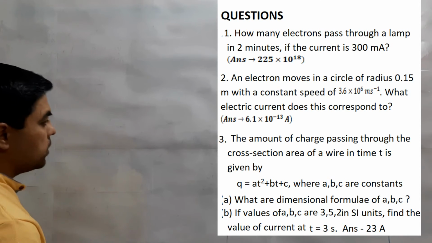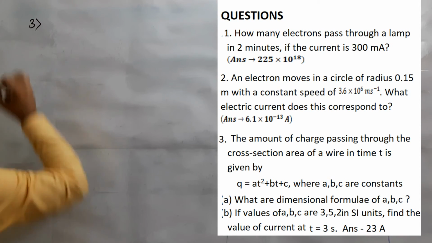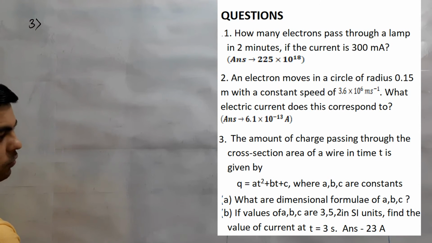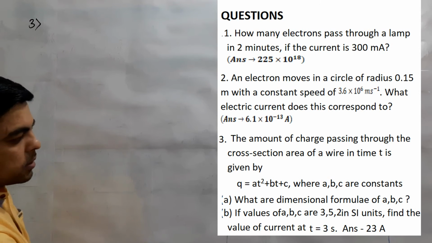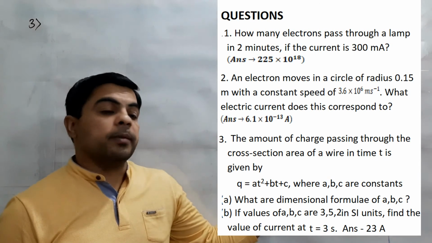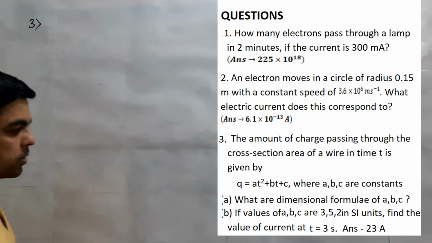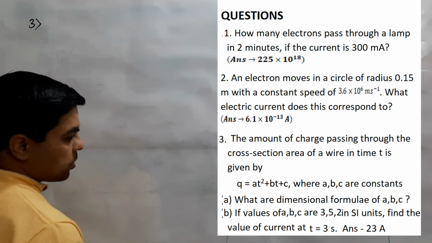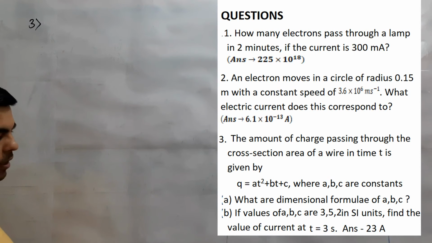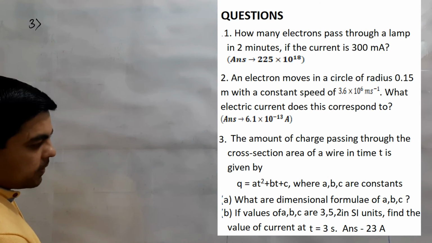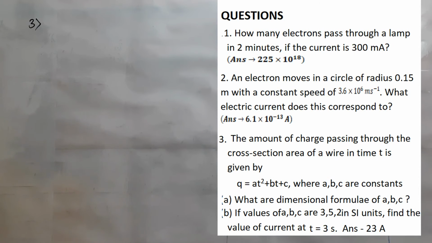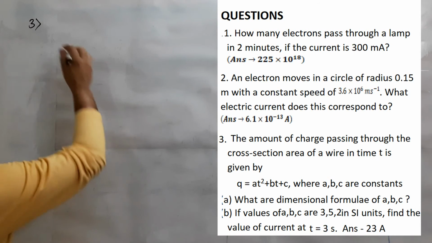So now the last question, and here in this question it is given that if charge flowing in a wire is this, Q is equals to AT square plus BT plus C, which means here charge is variable with time. So differentiation formula we will use here. Then we have to find the dimension of ABC. ABC are constants, T is time, and if values of ABC is given as 3, 5 and 2 in SI system, find the current at T equals to 3 seconds.